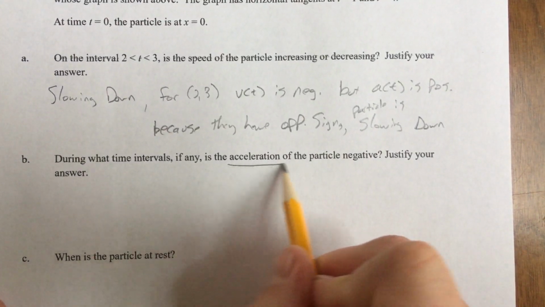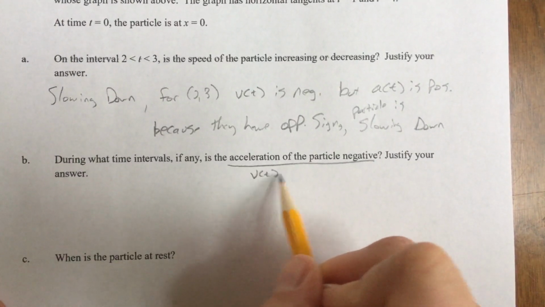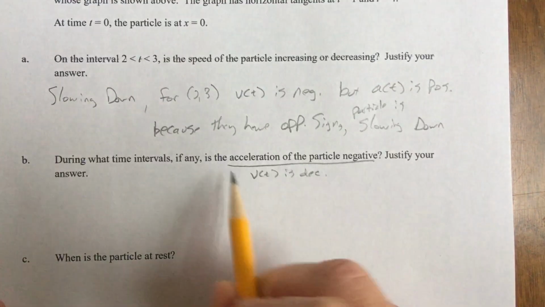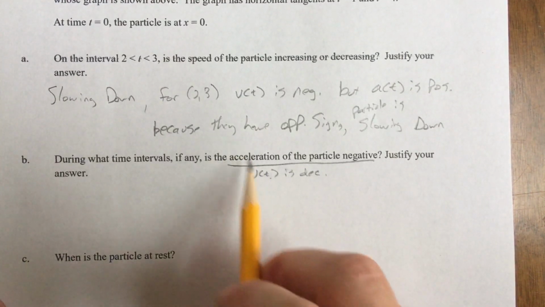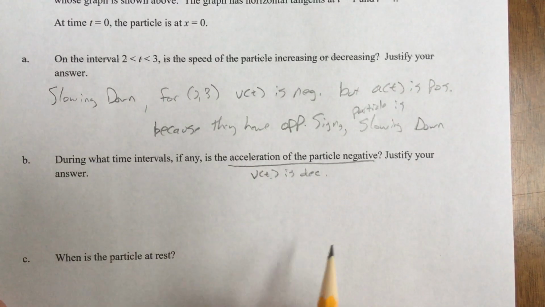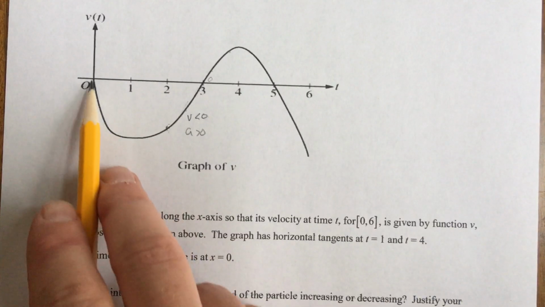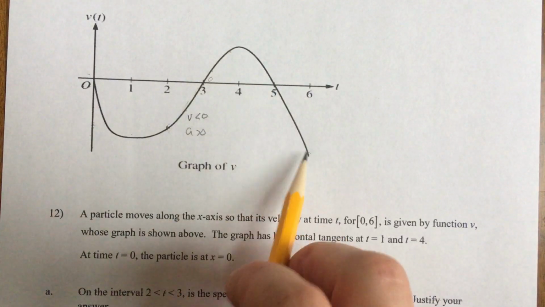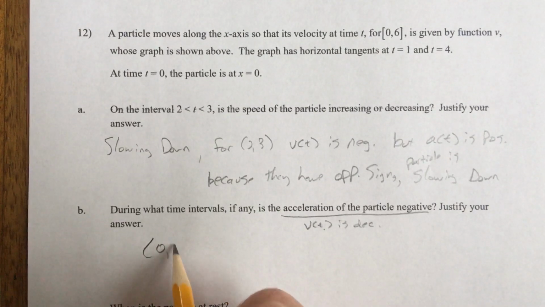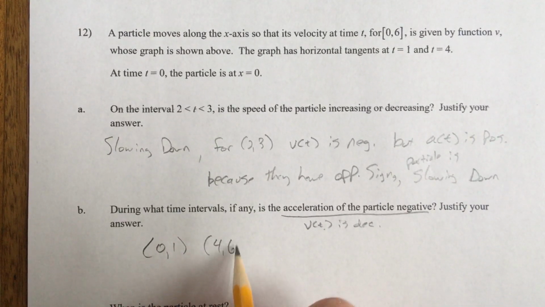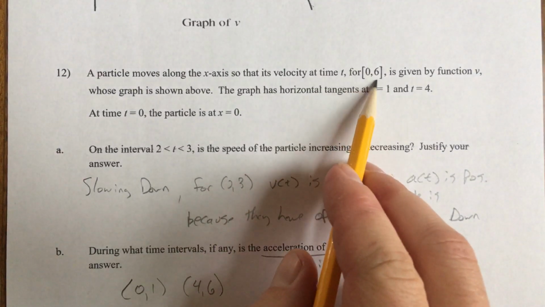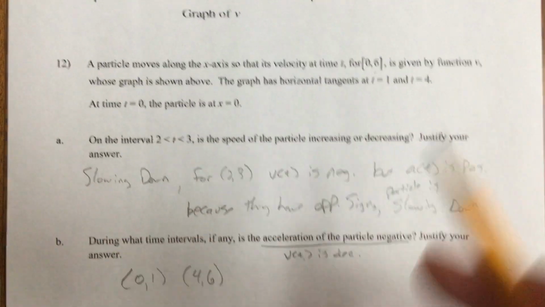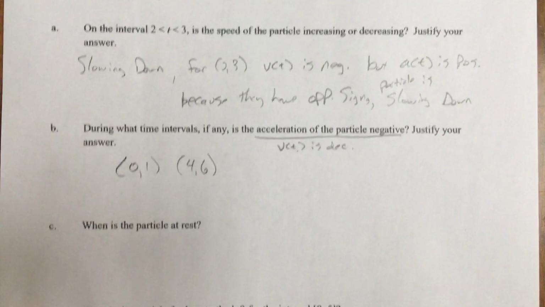So acceleration is going to be negative when velocity is decreasing. Acceleration is the derivative of velocity. If I have a negative derivative, that means my function is going down. So if I look here, my velocity is decreasing from 0 to 1 and from 4 to 6. And we cut it off at 6 because they cut it off at 6 here. If they hadn't, we might say infinity, and that'd be okay.